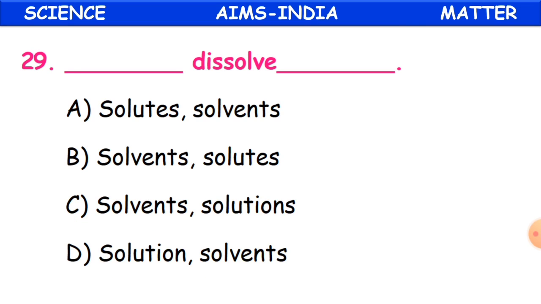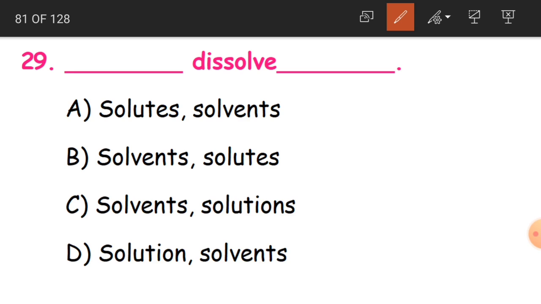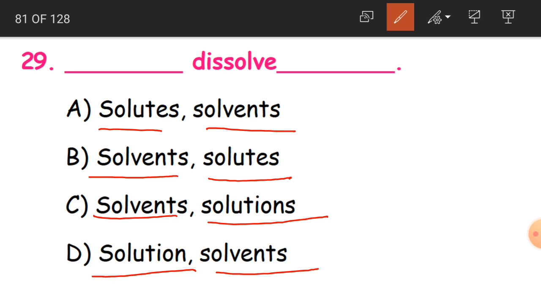Okay children. Now the 29th question: dash dissolve dash. In today's first question, we have learnt about this. So which is going to dissolve the other one? Is it solutes, solvents, or solutions? And the answer is B, that is, solvents are going to dissolve the solutes.